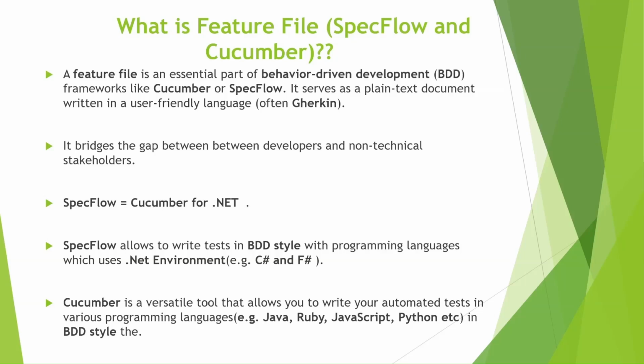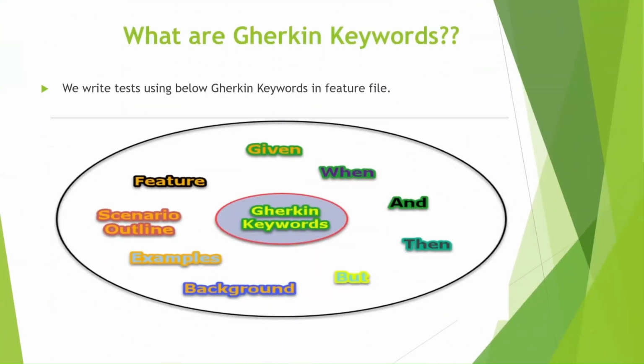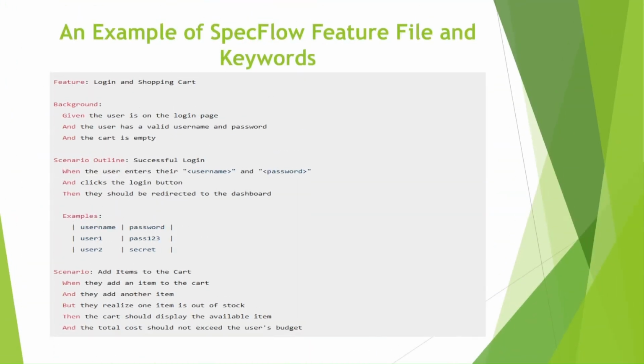in BDD format. What are Gherkin keywords? When we write scenarios in our feature file, we use these keywords to write them. Keywords are Given, When, And, Then, But, and many more. In a later part of this video, I'll be explaining how we can use these keywords to write the scenarios in a feature file. To explain the concept in a better way, I have an example of a feature file.